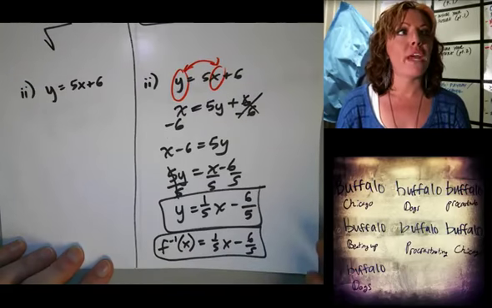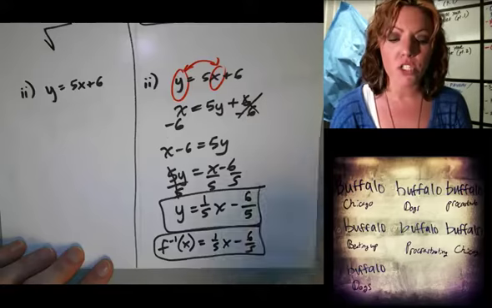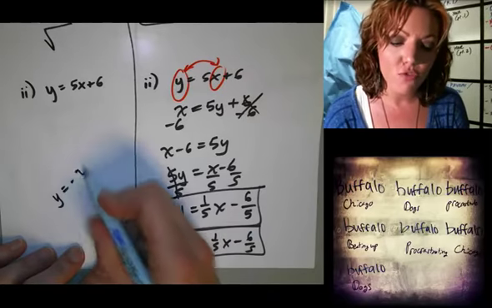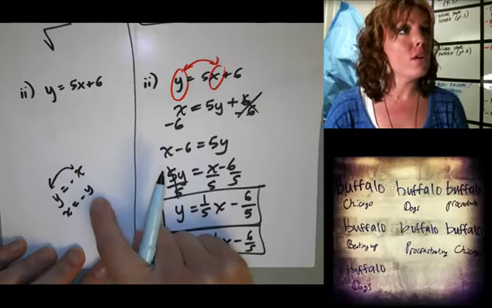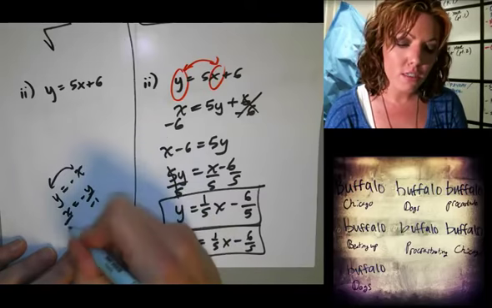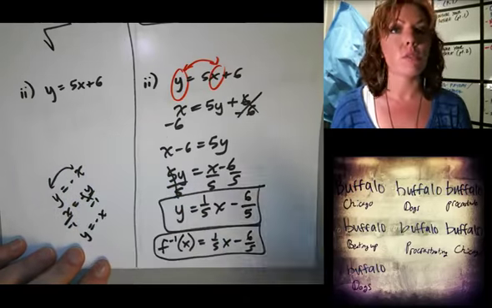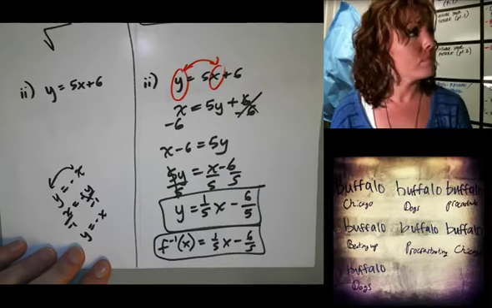So to find the inverse of y equals negative x, you just flip-flop these again. So x equals negative y, and then divide by negative 1 on both sides. So y equals negative x. Sometimes you'll get the same inverse. Okay, any other questions?